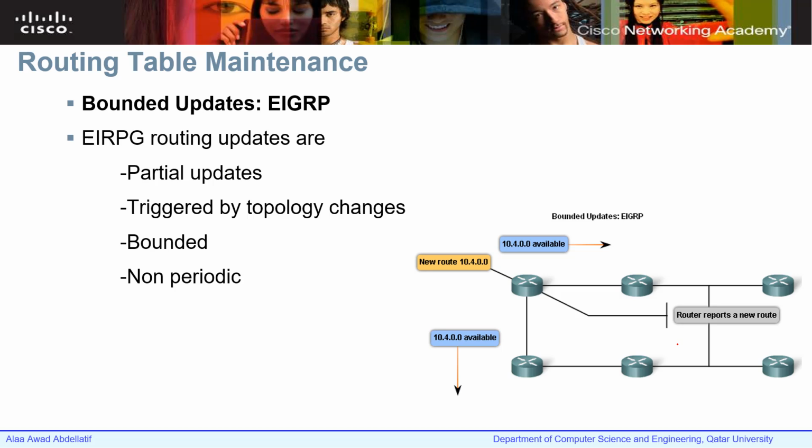And due to being triggered updates, it's non-periodic. So it's non-periodic updates, triggered only by the network change, and it's bounded or partial updates. I will not send the full routing table. I will send the part of the routing table that has the new changes or the new information. But this is a special case from distance vector routing protocols, in EIGRP.